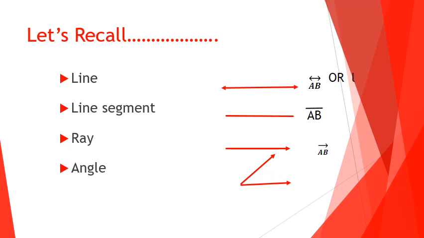Angles are classified on the basis of their measures in degrees. That is, an angle measure from 0 to 90 degrees is called an acute angle. 90 degrees to 180 degrees is called an obtuse angle. 180 degrees to 360 degrees is called a reflex angle. Similarly, 0 degrees is known as a zero angle. 90 degrees is known as a right angle. 180 degrees is called a straight angle and 360 degrees is called a complete angle.